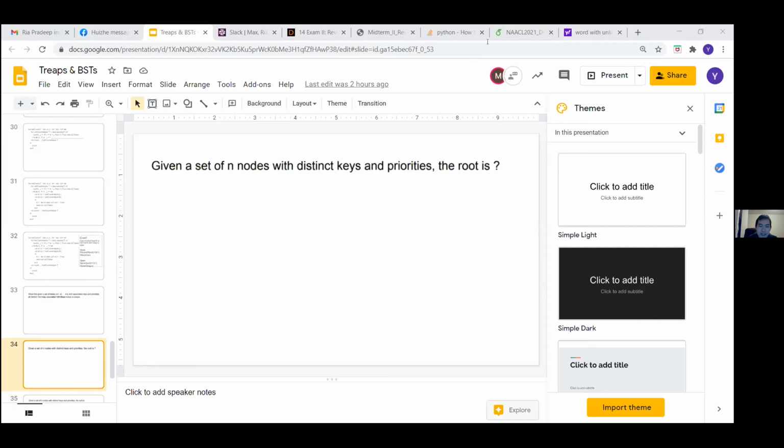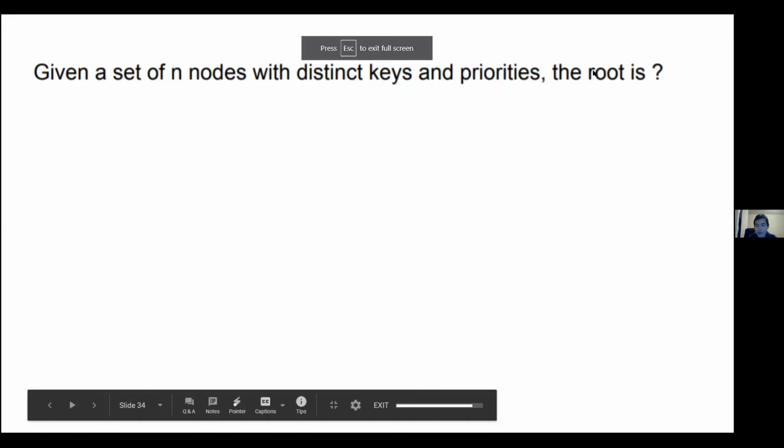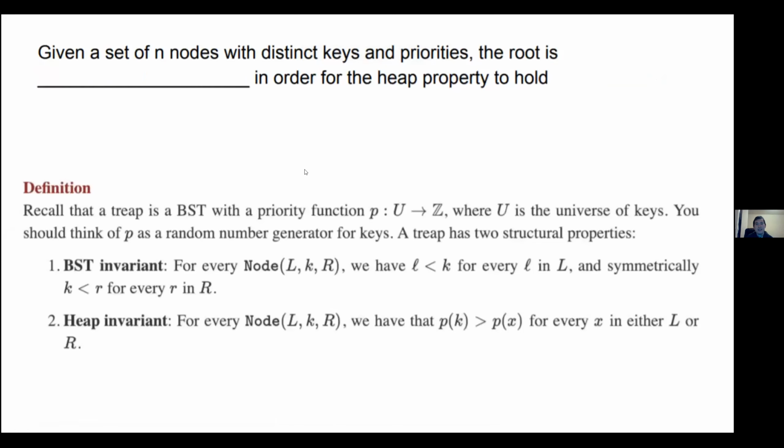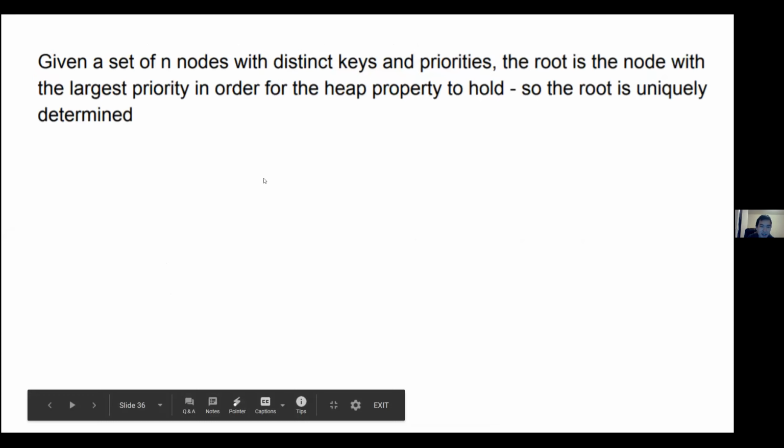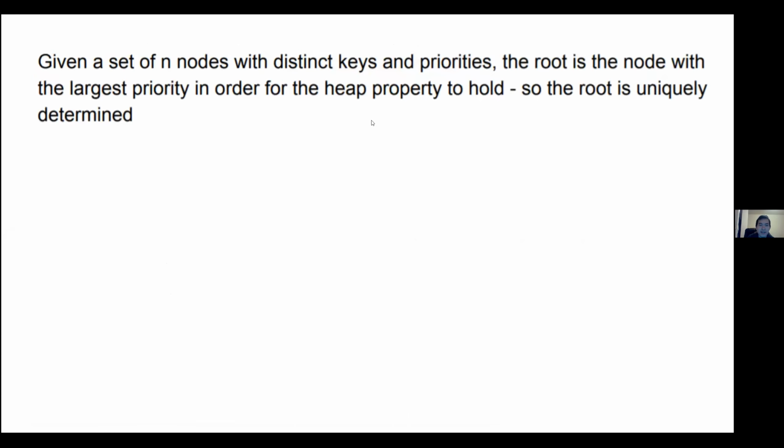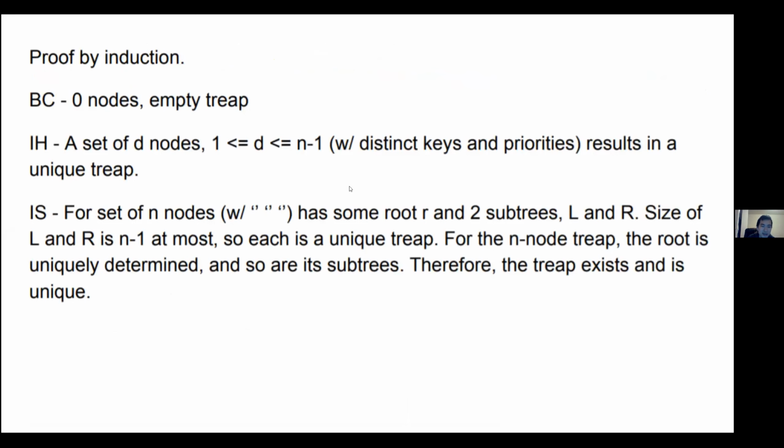Yeah, right, exactly. The one with the highest priority. Because in order to satisfy the heap invariant, we have to have the node with the highest priority as the root. Therefore, based on this heap invariant, the root has to be a node with the highest priority. So basically, we can formulate a proof like this.